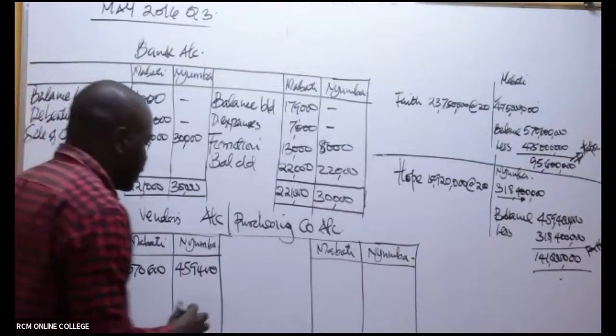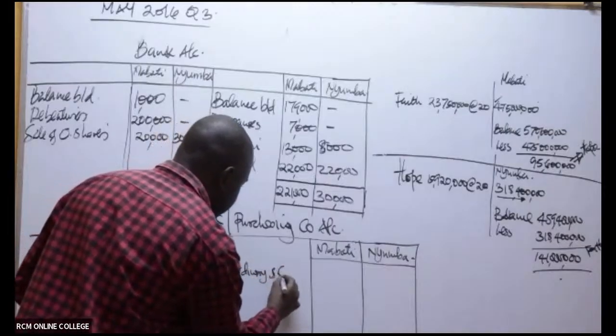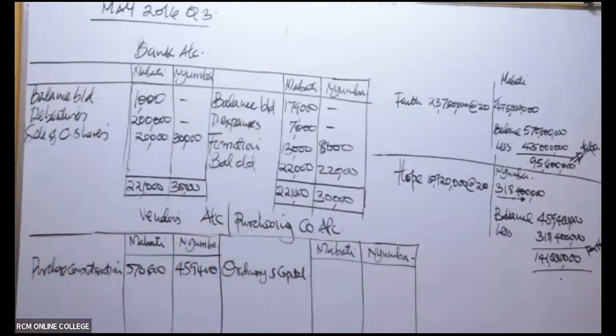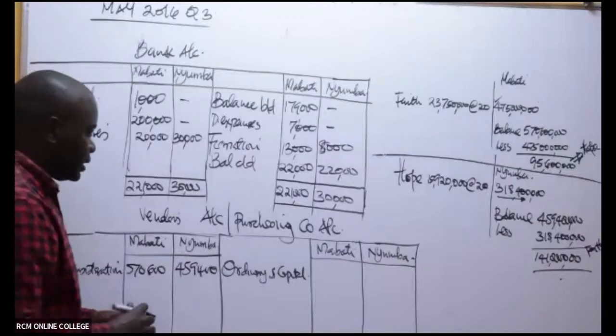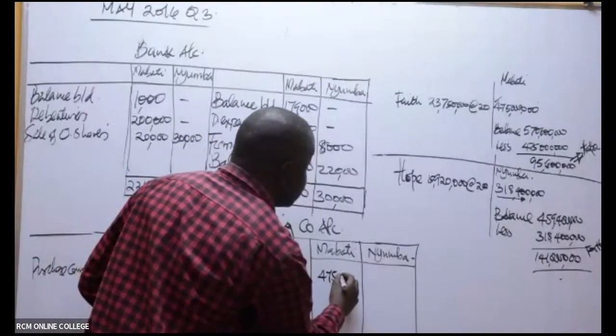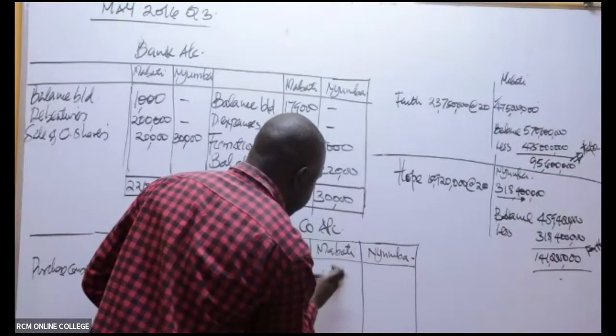Then now in this case, you credit with the ordinary share capital. So you have in this case, for Mabati, we have 475,500 and 95,600. So you can be able to see 475,500 and 95,600. Exactly 475.